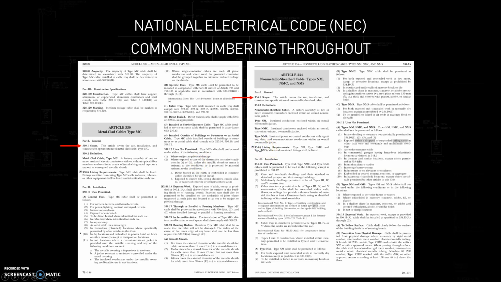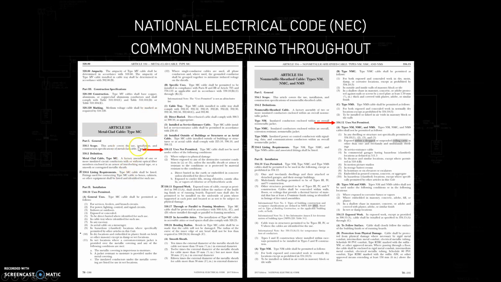So let's look here. 330.1 is the scope of the article. Well, guess what? MC is 330, NM is 334. So 330.1 is scope, and 334.1 is scope. That's neat, right? Maybe a coincidence? No, it's certainly not. So let's go to definitions. Well, what do you know? That's .2. We get down here to listing requirements. That's .6. .10 is uses permitted. .12 is uses not permitted.